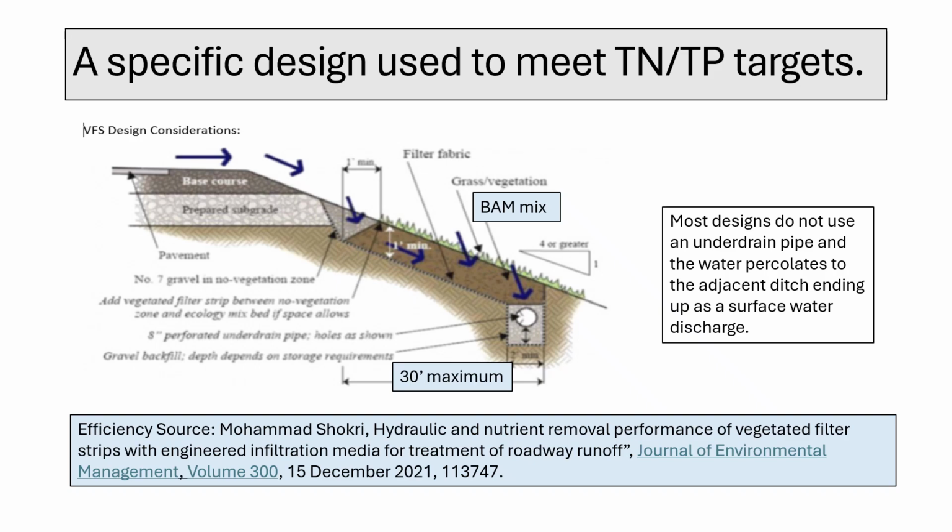Most iterations of this design operate without an underdrain pipe, allowing the water to percolate naturally into an adjacent ditch, ultimately discharging as surface water. The efficiency and performance of such systems, particularly their runoff and absorption capacities, have been rigorously identified for Florida conditions and are documented in published research, as referenced here by the work of Mohammed Shokri.